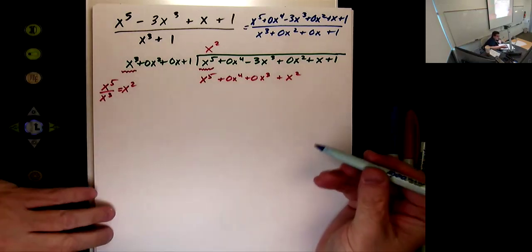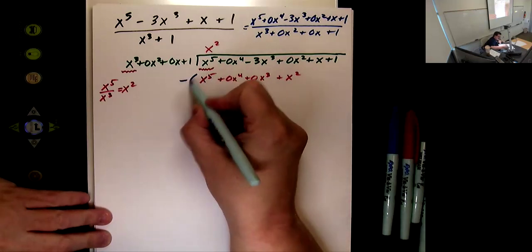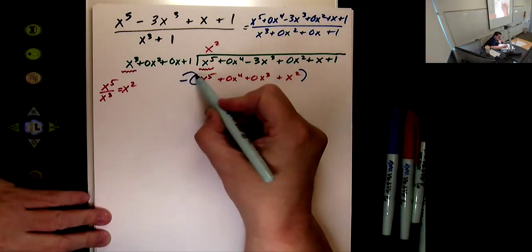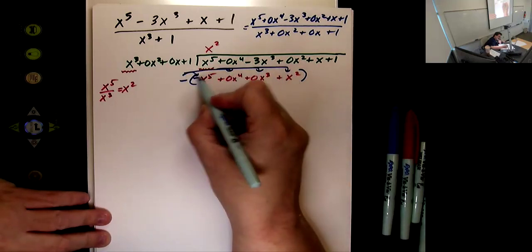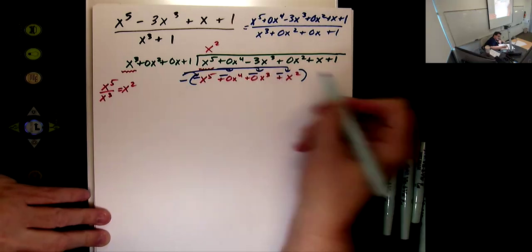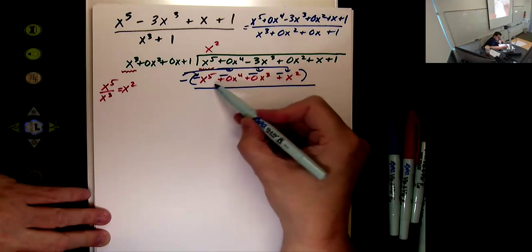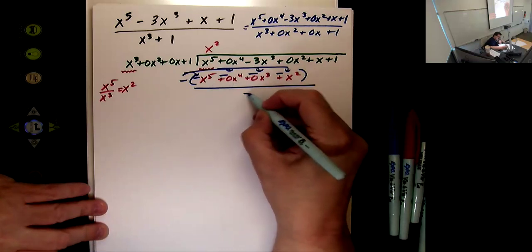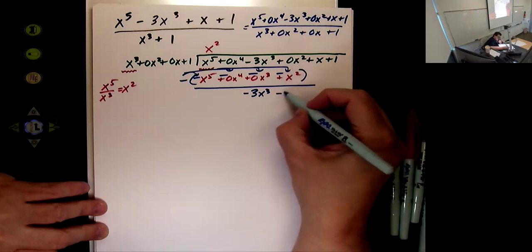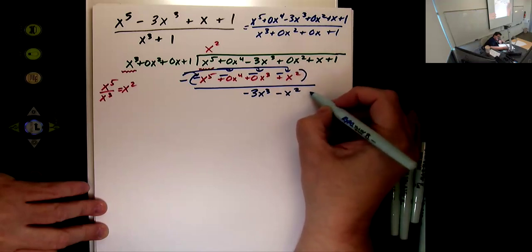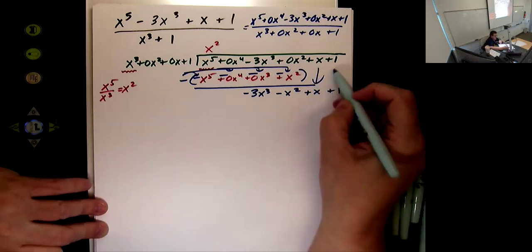You with me, James? Ready for me to go on? Yeah. Alright, so we're gonna subtract. And I'm gonna just move the sign in on all of them. I got a minus, a minus, a minus, a minus. So when I do it, there's no x to the fifth, there's no x to the fourth. I have negative 3x cubed minus x squared plus x plus 1. Bringing those down.